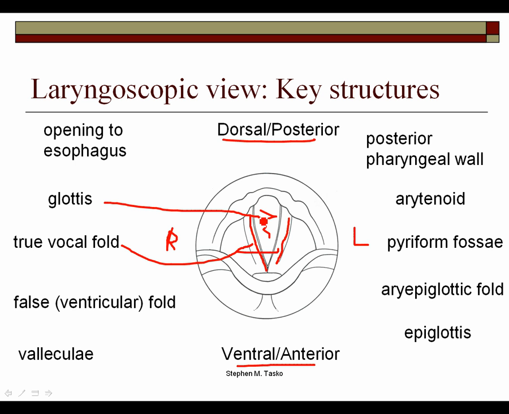And then we have a pair of folds just superior, although it doesn't really look superior in this image because it's two-dimensional, and that's called the false or ventricular folds, and they're located here and over there.